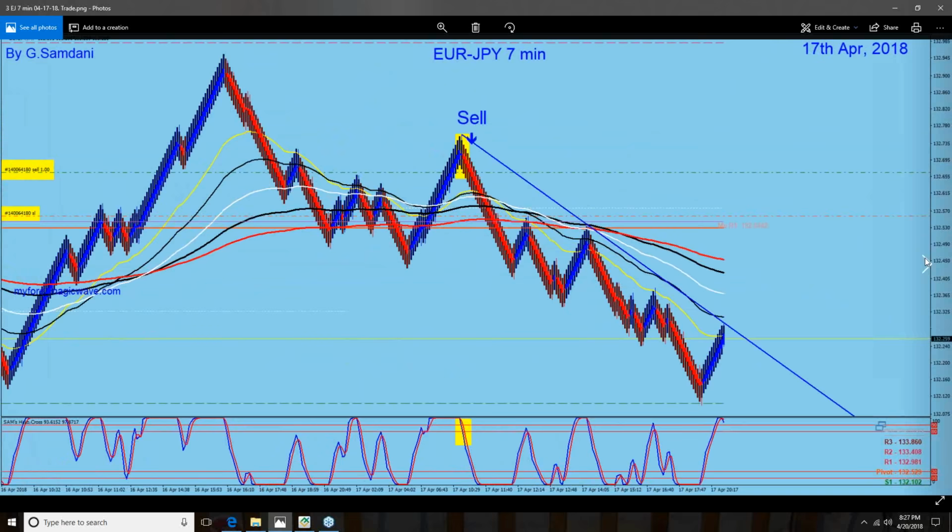The third trade on the 17th is Euro Yen, 7-minute. Beautiful entry. I missed this one, but then it came down. This system gives you so many precise entries. Look at this one, this one, this one, and the indicator all the way up. The blue candle turns into red, and you have an entry. Simple. No spikes, no up and down, just a lot of different small, big candles, bullish, bearish. So entry here, SL here.